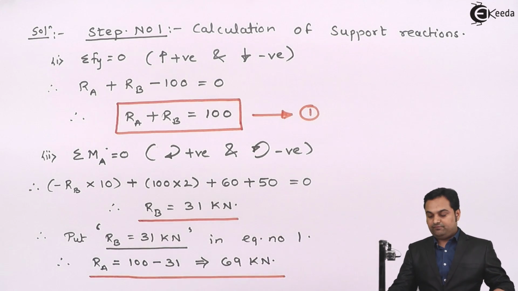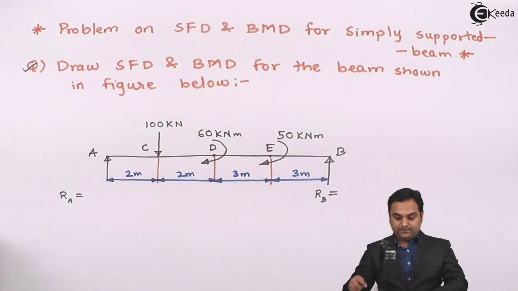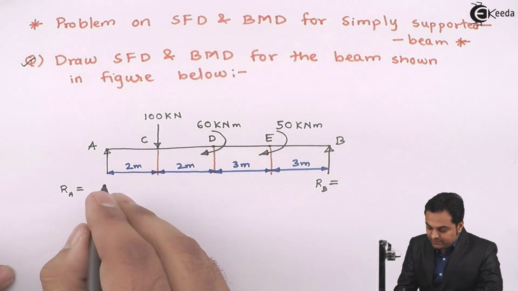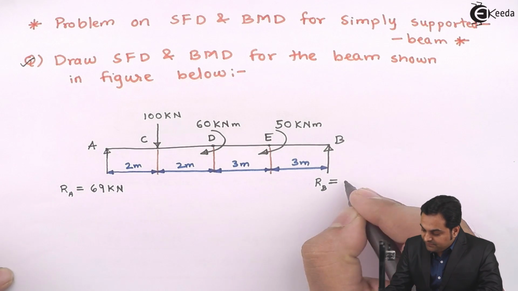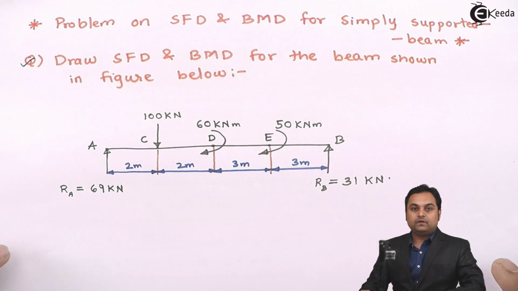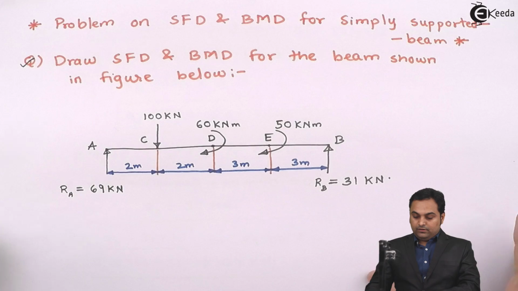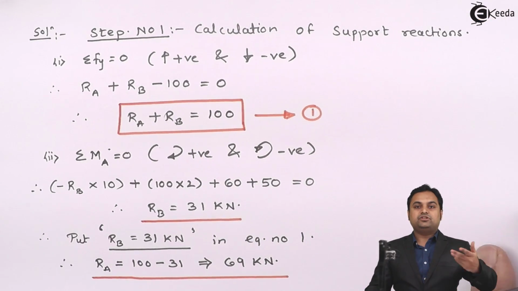So this is the first step where I have calculated the values of support reactions. RA is 69 kilonewton, RB is 31 kilonewton. Now here we complete step number 1, that is calculation of support reactions. Now step number 2.